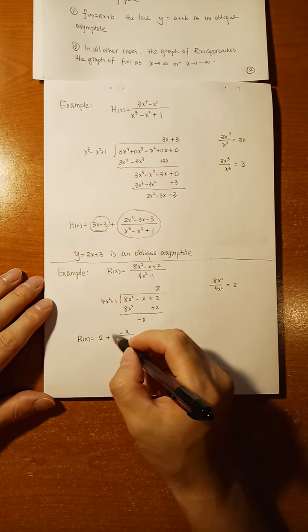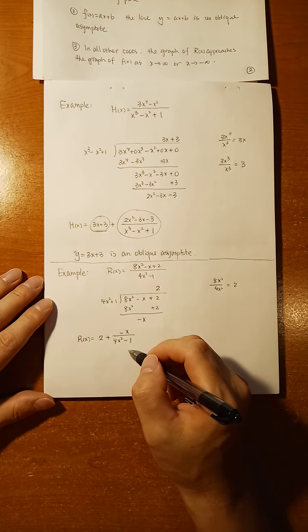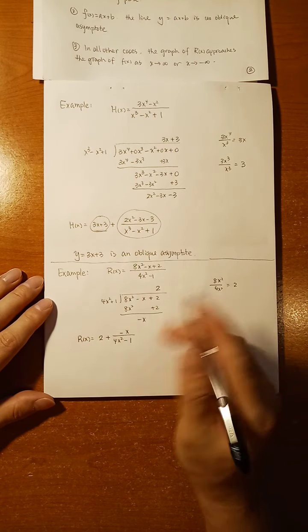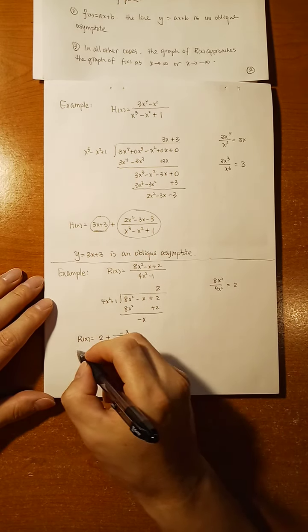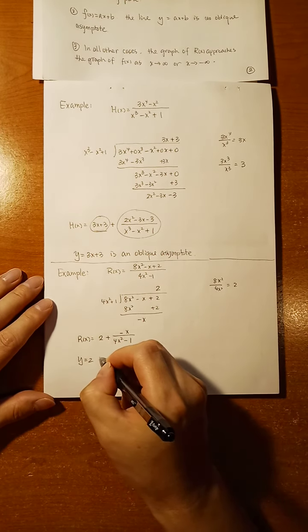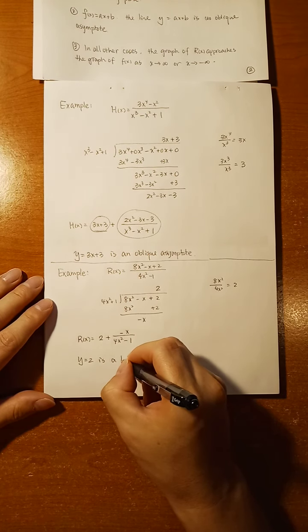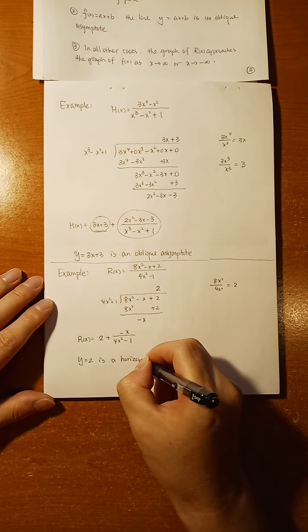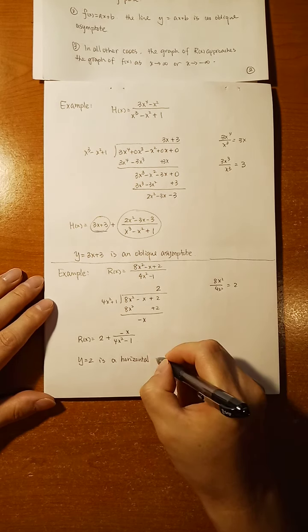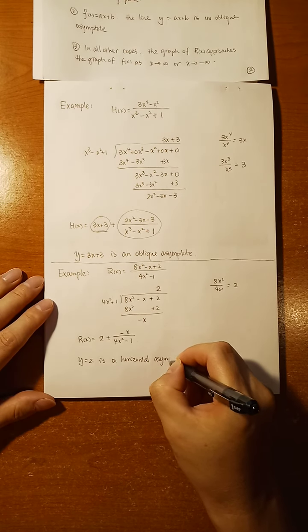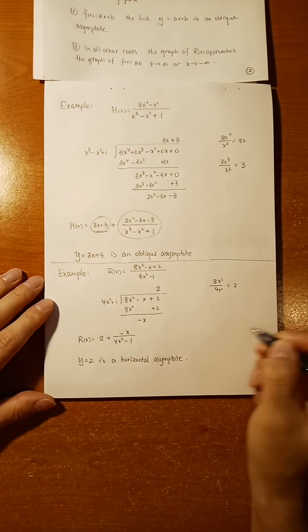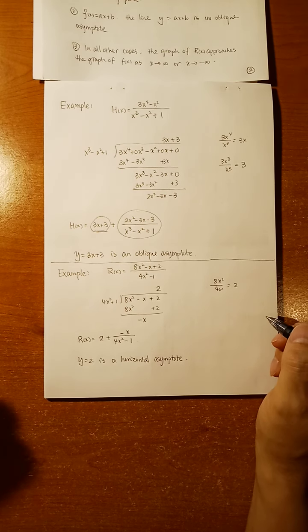Okay? And this is a proper rational function. It will approach 0. And 2 is a constant number. So y equal to 2 is a horizontal asymptote. Okay, it's a horizontal asymptote.